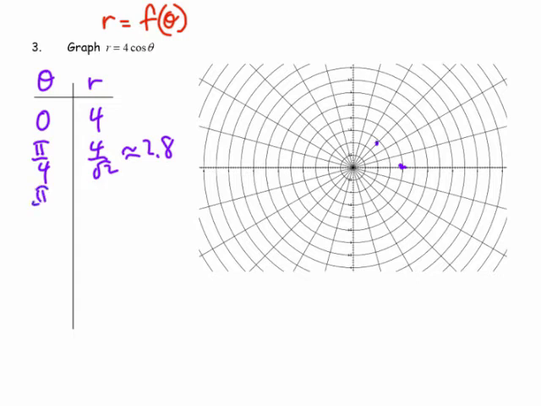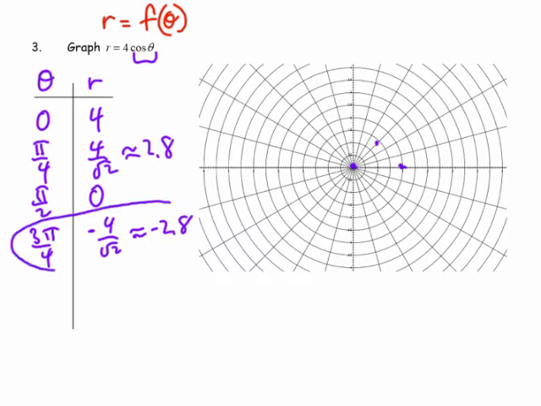Pi over 2 radians. Cosine of pi over 2 is 0, times 4 is 0. That would just be the point on the origin. 3 pi over 4. The cosine of 3 pi over 4 would be negative 1 over root 2, times 4 would be negative 4 over root 2. So that would be about negative 2.8.